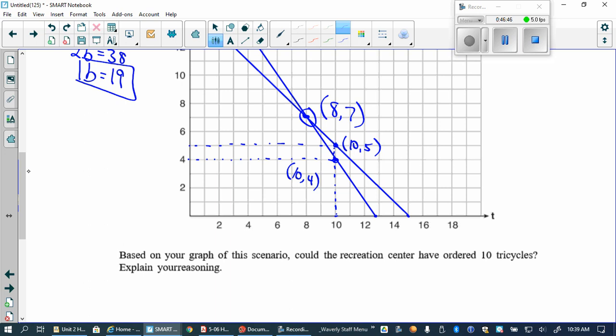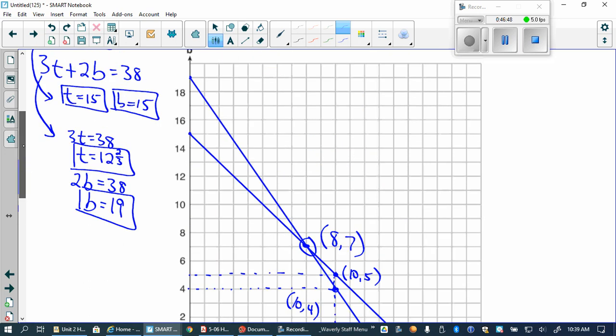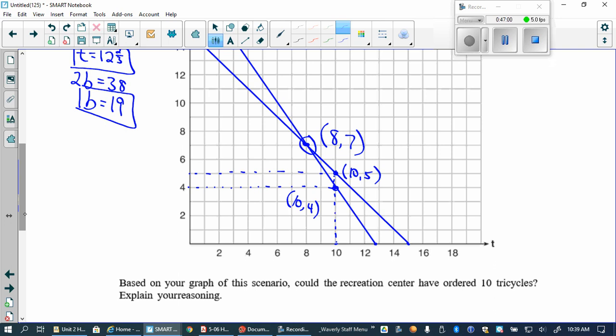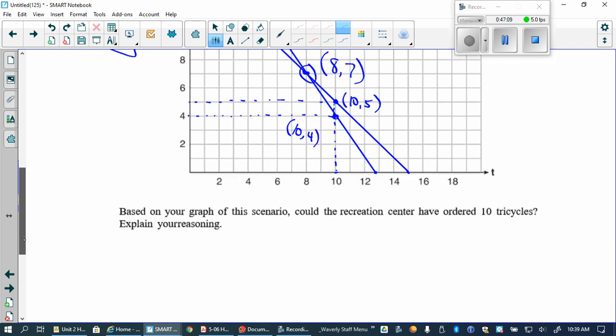They just have an extra? No, they don't, because the problem says 38 wheels altogether. You can't just make things up. That's your parameters right there. So this one violates the number of wheels. This one violates the number of bikes altogether. So could they have ordered 10? No.